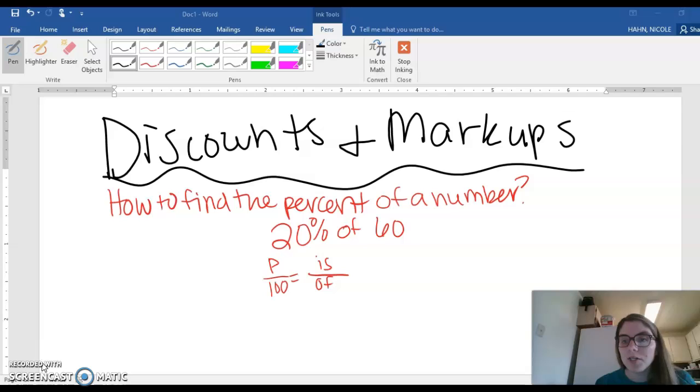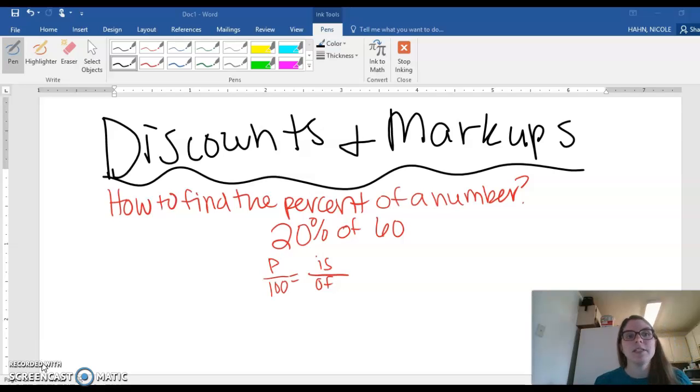An example of a markup would be, let's say I'm a manager at Shields and I'm going to order some Nike sweatpants. When you go to the store to buy the Nike sweatpants, let's say they're $50. When I bought those sweatpants to have them in my store, it did not cost me $50. In order to make money, you have to mark up the prices. So that would be an example of a markup. We're going to go over both of those today.